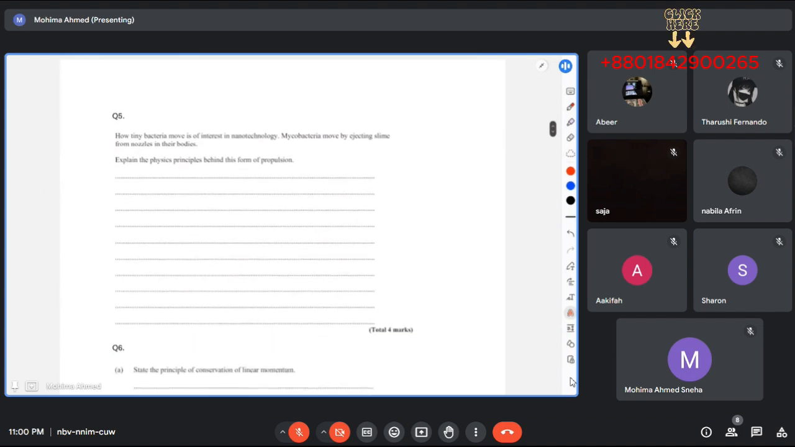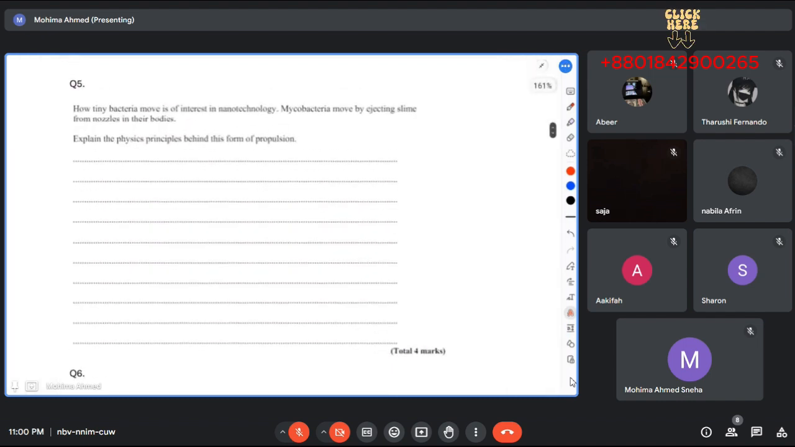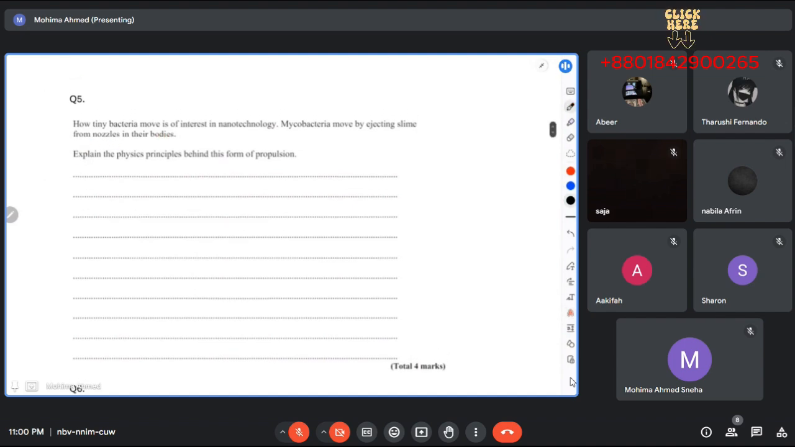Now these are your practical questions. Question 5 says how tiny bacteria move is of interest in nanotechnology, and mycobacteria move by ejecting slime from nozzles in their bodies. Okay. This is how maybe the scenario would be. This is a mycobacterium, and it is going to excrete some kind of slimy liquid in order to move forward. It doesn't have legs or arms, so obviously it needs to provide some force in order to move forward.